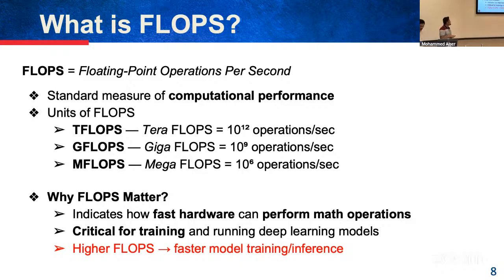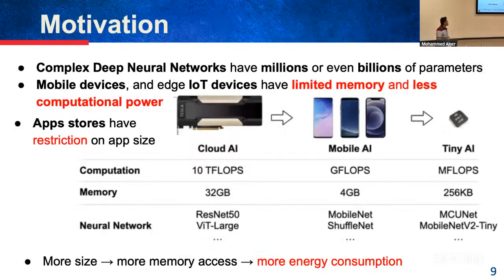So why do FLOPS matter? More FLOPS means the hardware is fast and can compute more operations per second, per unit time. It is critical for training as well as inference. If we train the model on fast hardware but reload it on slow hardware, then even a good performing model will not perform well. This is the motivation of our paper.